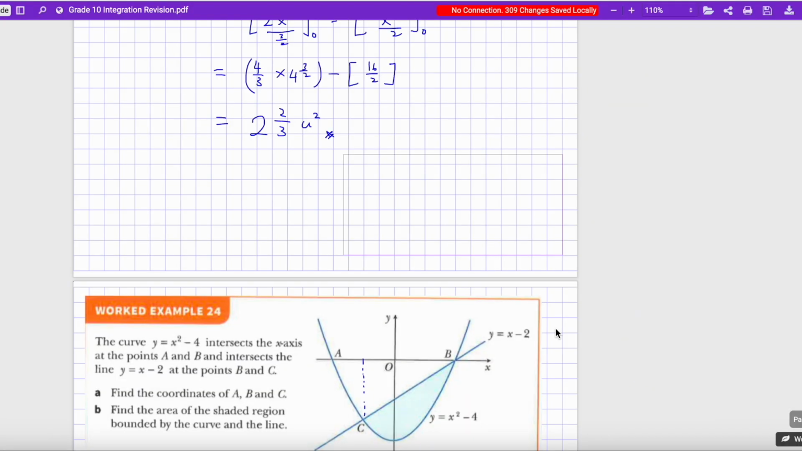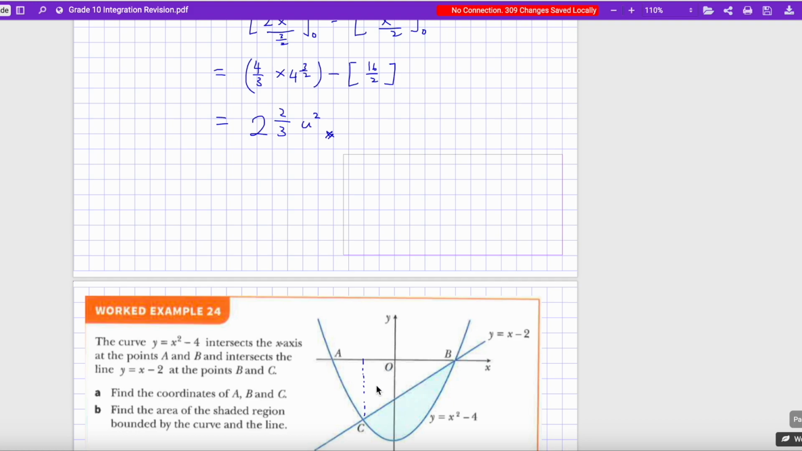Example 24. So we have a line intersecting a curve. And first, part A, you just want us to find coordinates A, B, and C. A and B are basically the roots of the quadratic, so we can just solve that quite quickly by equating y to 0.